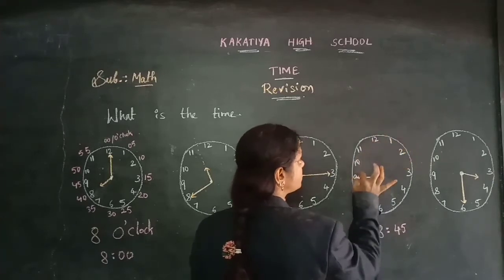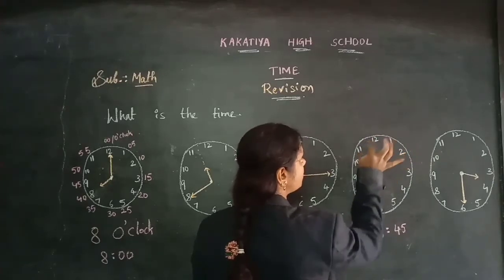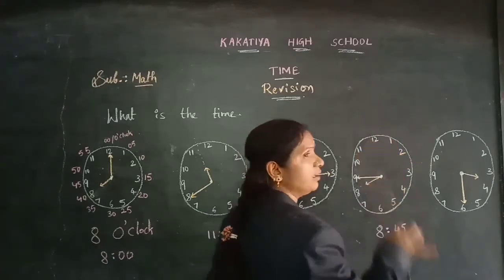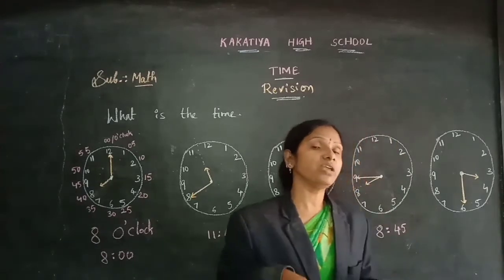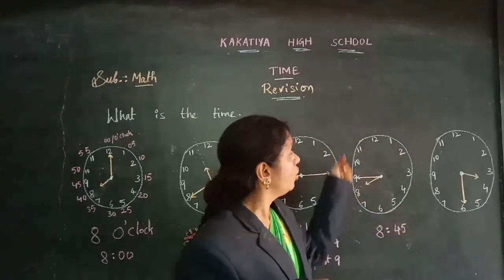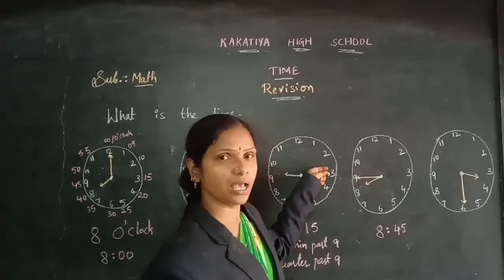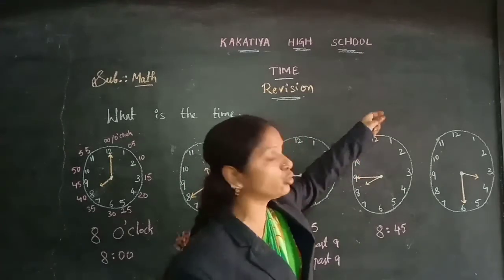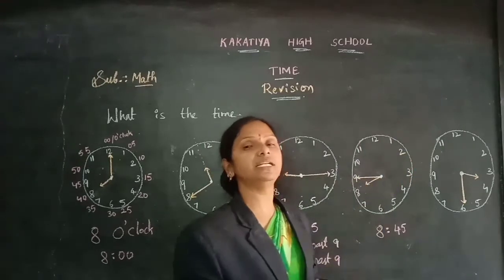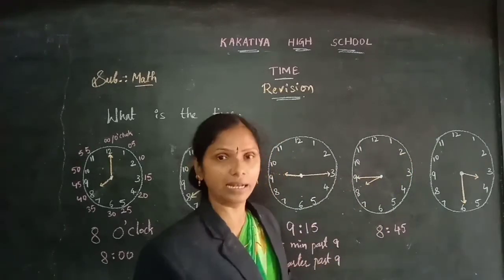And once you observe carefully, children, from here to here 5 minutes, here to here 5 minutes, here to here 5 minutes. 5 plus 5, 10, 10 plus 5, 15. Still here we have 15 minutes to go to the next hour. Here 15 minutes passed away and here 15 minutes to go. Still 15 minutes is left to go for the next hour.